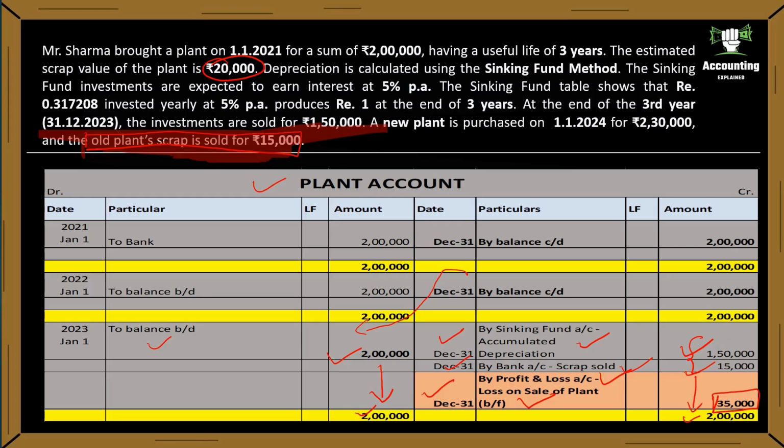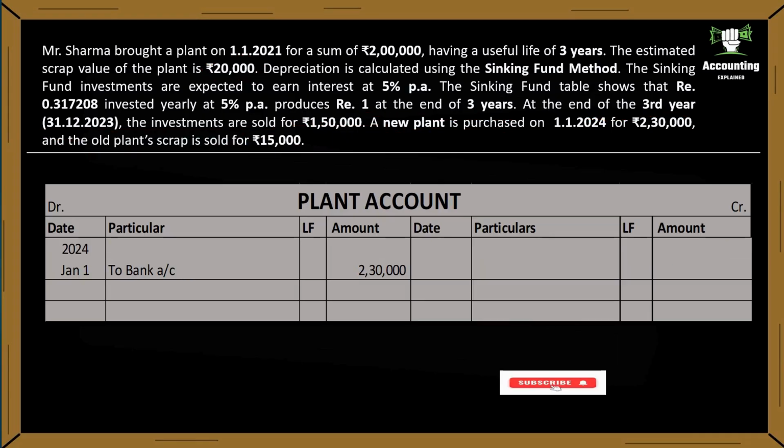Now we are going to open a new account because a new plant is purchased on 1/1/24 for 2,30,000. Now let's open the new plant account. This is the new plant account. We have purchased the plant, entry is plant account debit to bank. So on January 1, 2024, to bank account 2,30,000. With this, we are completing the sinking fund method of depreciation.